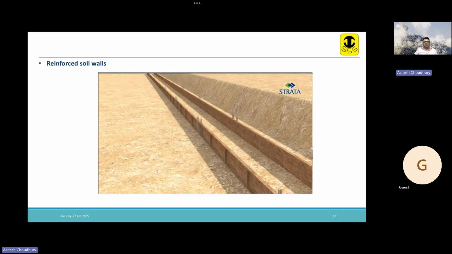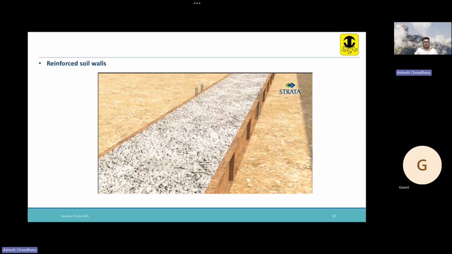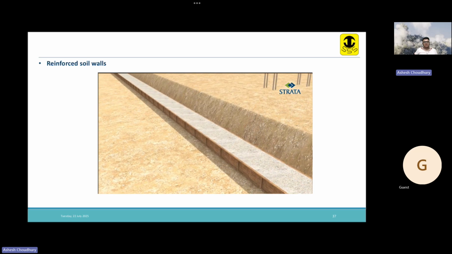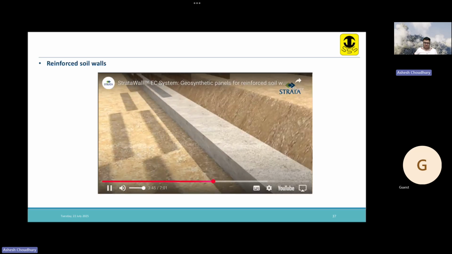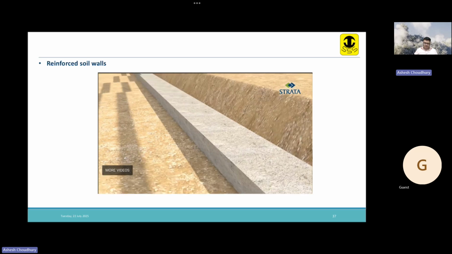The formwork for the leveling pad shall be fixed and concrete shall be placed within the formwork. So this is the leveling pad. This is the leveling pad that they have constructed.